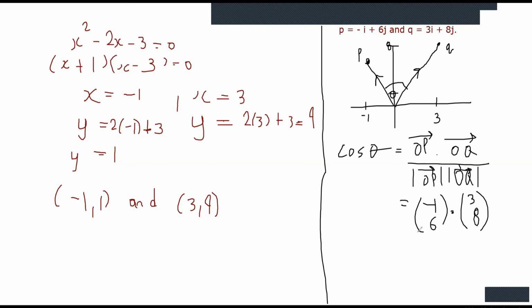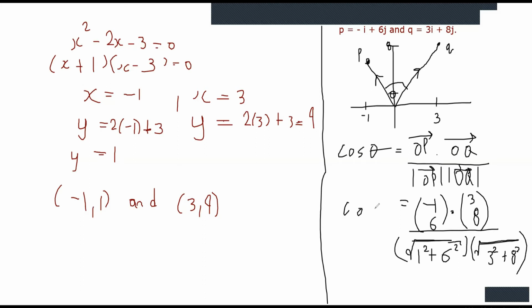Divided by the magnitude of OP, which is the square root of negative 1 squared, which is 1, plus 6 squared. I dash with a negative because even when I square a negative, it's positive. Multiplied by the square root of 3 squared plus 8 squared. All we need to do now is simplify and put it in our calculator. So that is cos theta.